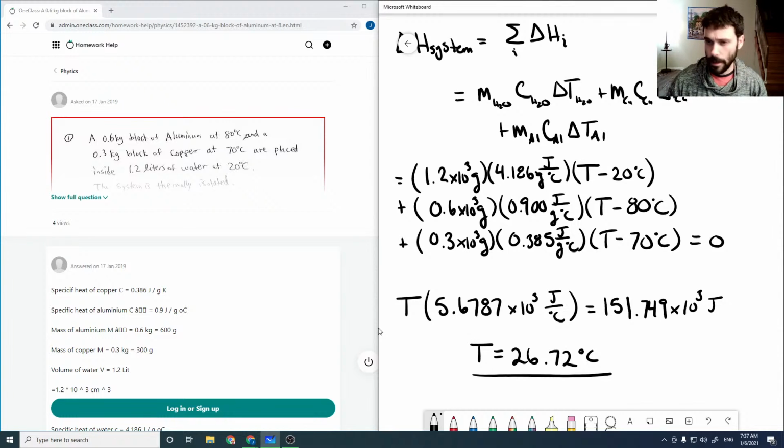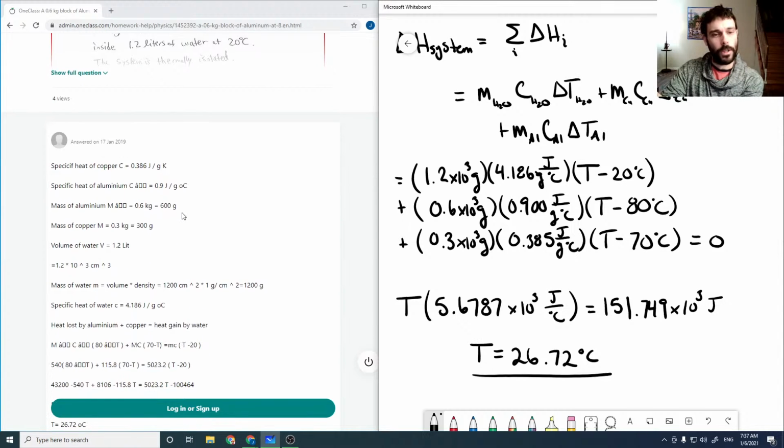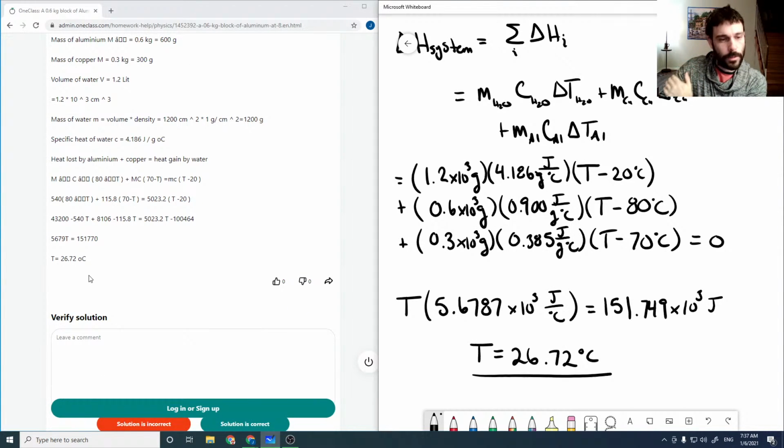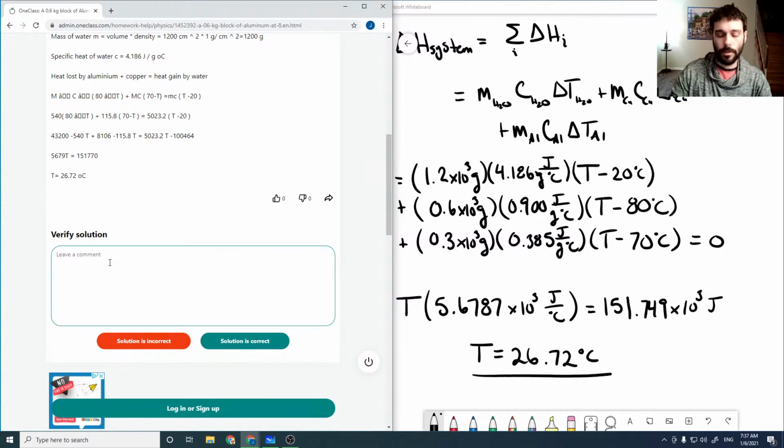And so then there's our final temperature, and we should always check to make sure, especially in a question like this, and I think that makes sense, we have significantly more water, so the temperature should be pretty close to the water. If we check the solution here, basically the same. And so then it comes out to be 26.72 degrees Celsius, so that looks good.